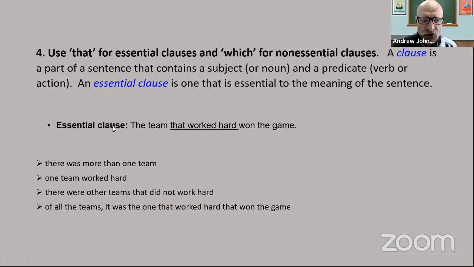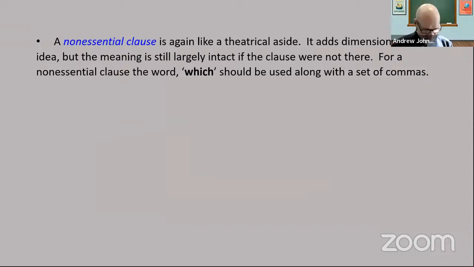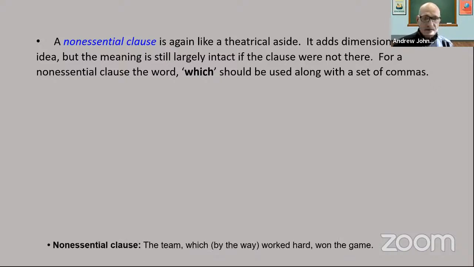That is essential for the meaning of this. Of all the teams, the one that worked hard won the game. We use "that" for an essential clause. All right. A non-essential clause, we use "which." That's like a theatrical aside. It adds dimension to the idea, but the meaning is still largely intact if the clause were not there. For a non-essential clause, the word "which" should be used along with a set of commas to set it apart.